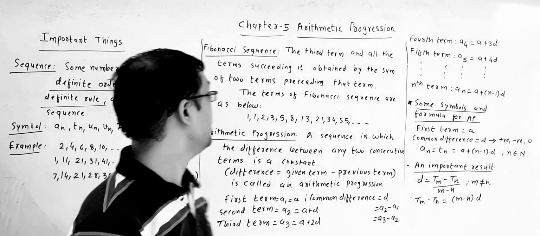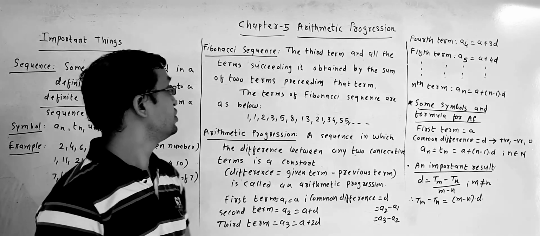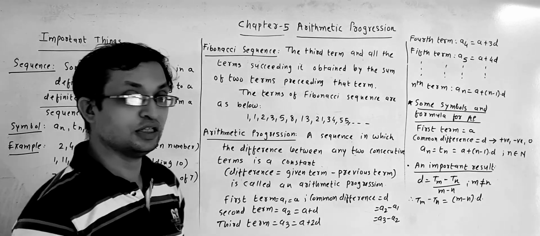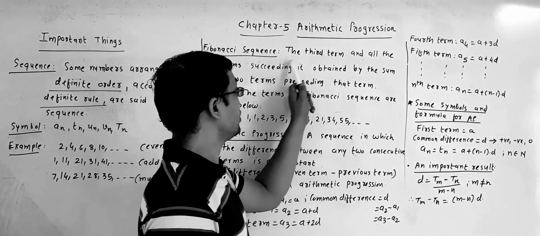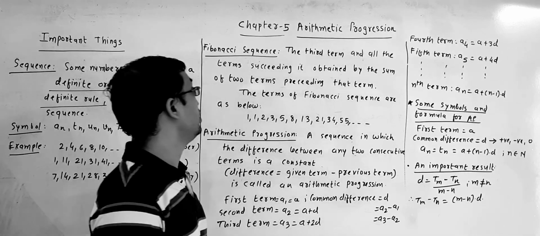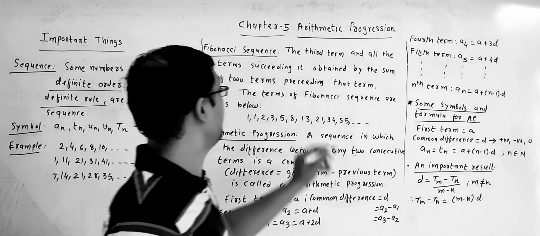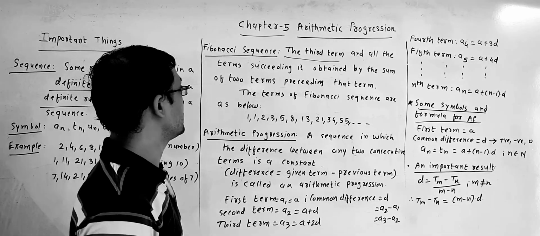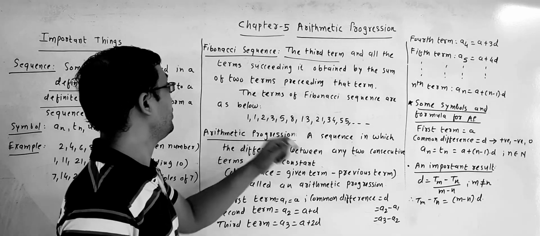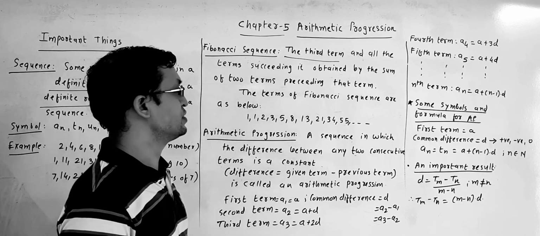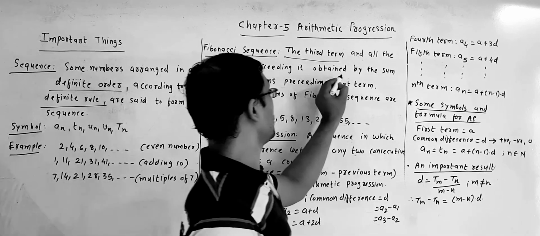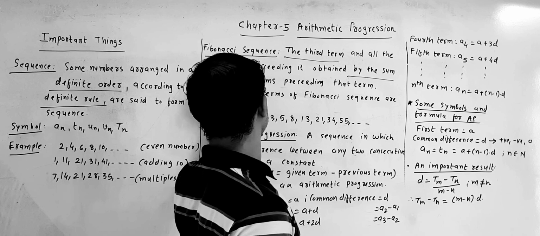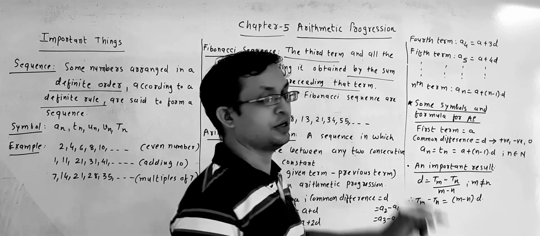Okay, second one: Fibonacci sequence. What is a Fibonacci sequence? Here the third term and all the terms succeeding it are obtained by the sum of the two terms preceding that term. Here we have to look at the third term, and add the two terms before it.